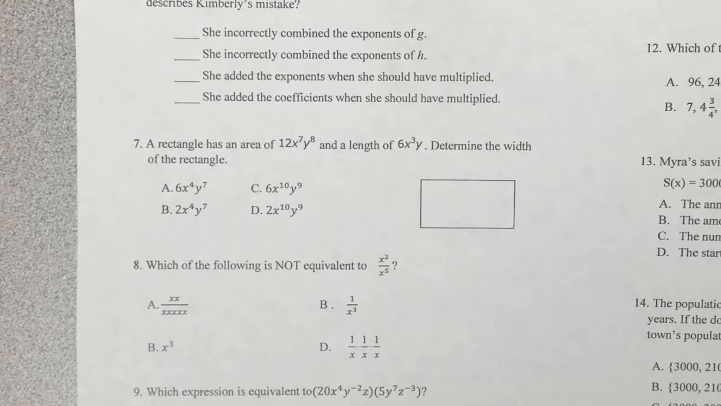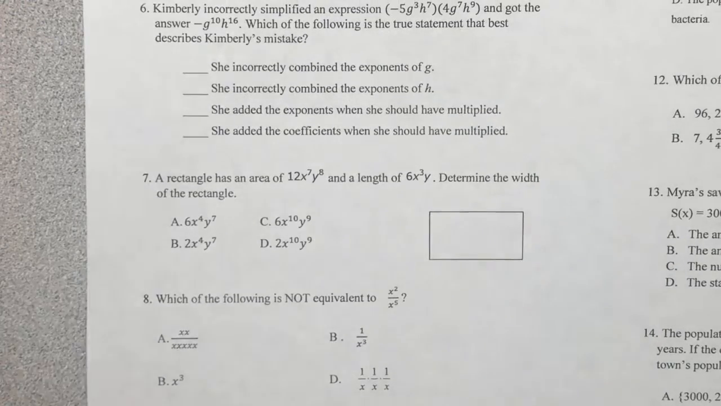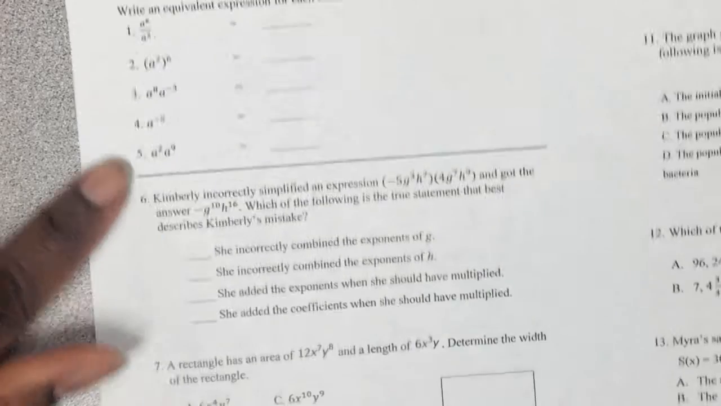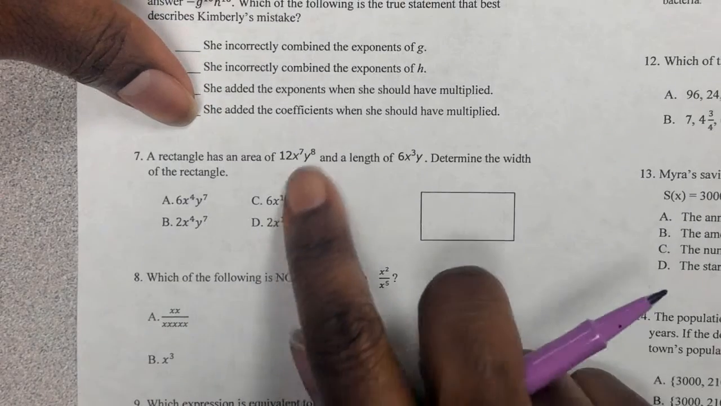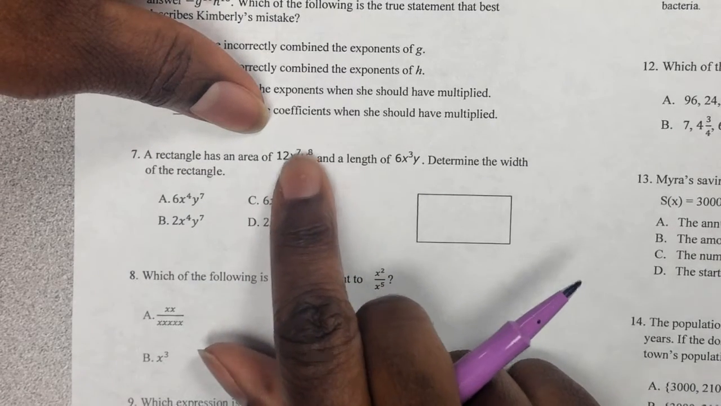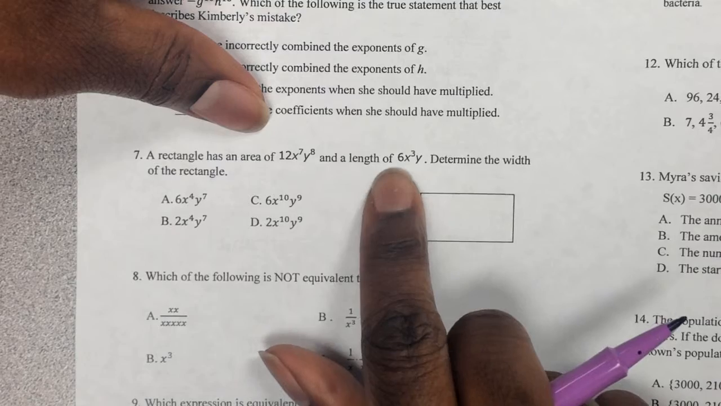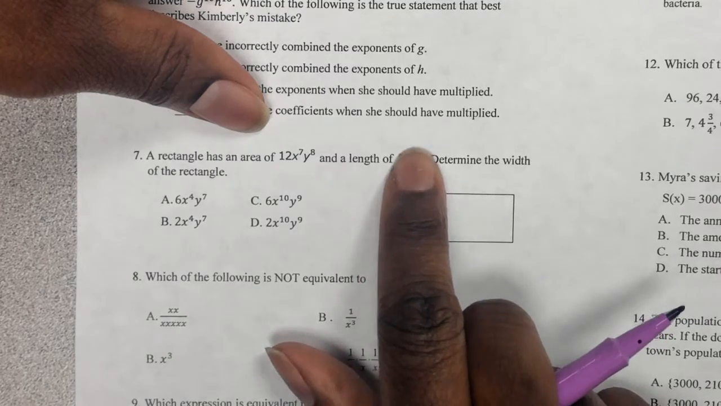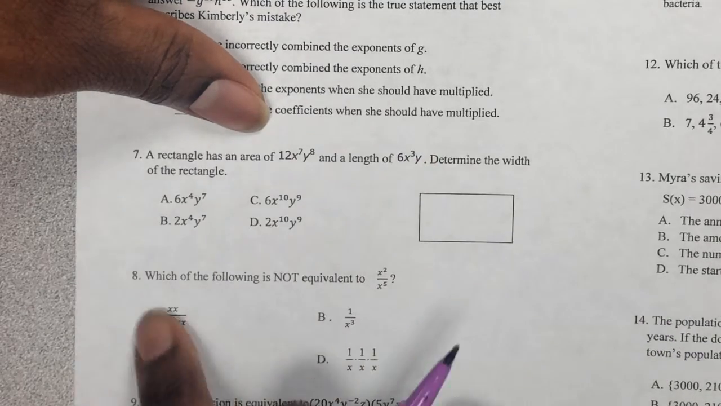Number 7 does not look like an exponent problem, but number 7 is very similar to the ones up here. So number 7 says a rectangle has an area of 2x to the 7, y to the 8, and a length of 6x to the 3rd, y. Determine the width of the rectangle.